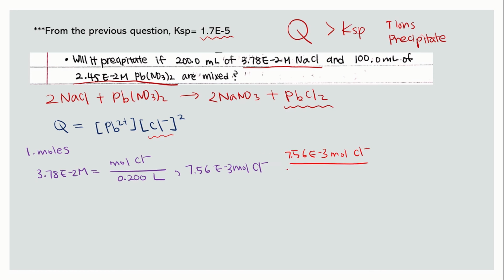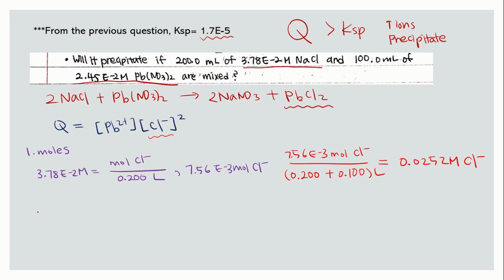Total volume in this case will be 0.200 plus 0.100 liters. And that equals 0.0252 molar Cl minus. And we just found the concentration of chloride ions. In the same steps, we have to find the concentration of lead ions.